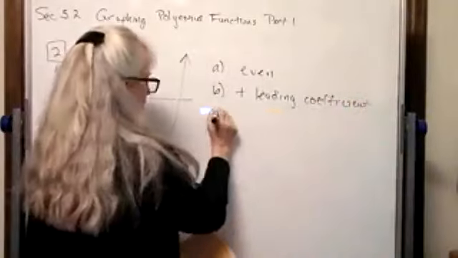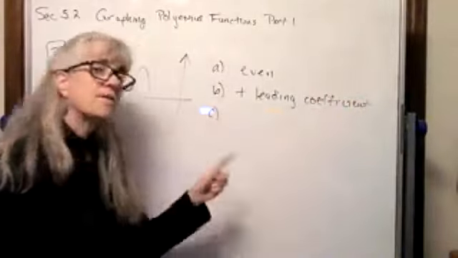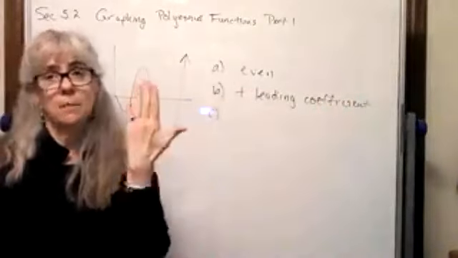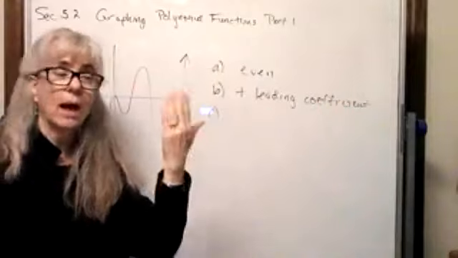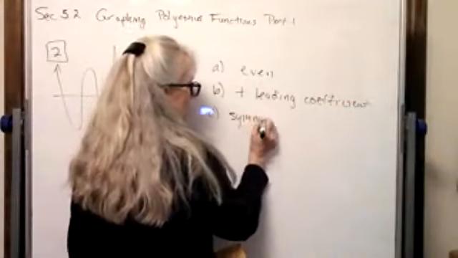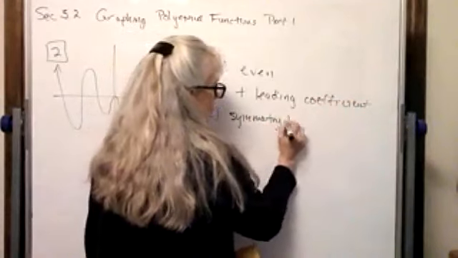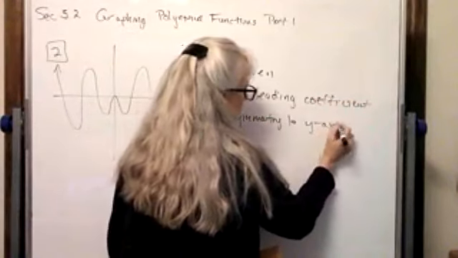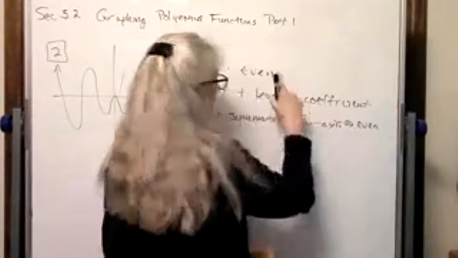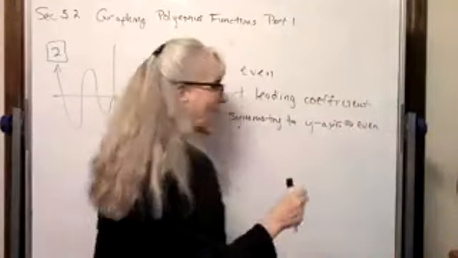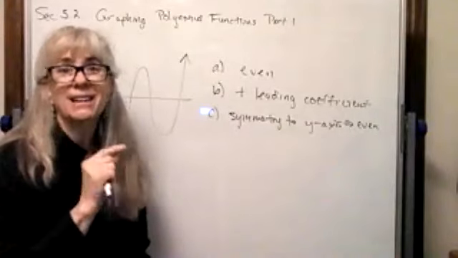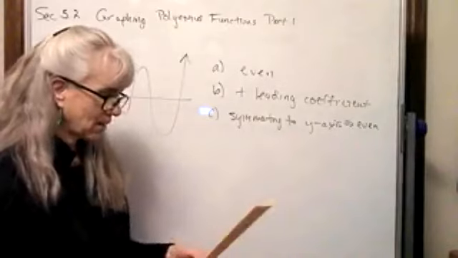So part C is a little bit different and asks, is the function even or odd? Well, when you look at this, you should see some symmetry, and the symmetry you're going to see is over the y-axis. So because it has symmetry to the y-axis, we know that the overall function is even. So it's a function with an even degree, and it's an even function. Make sure I get that right.